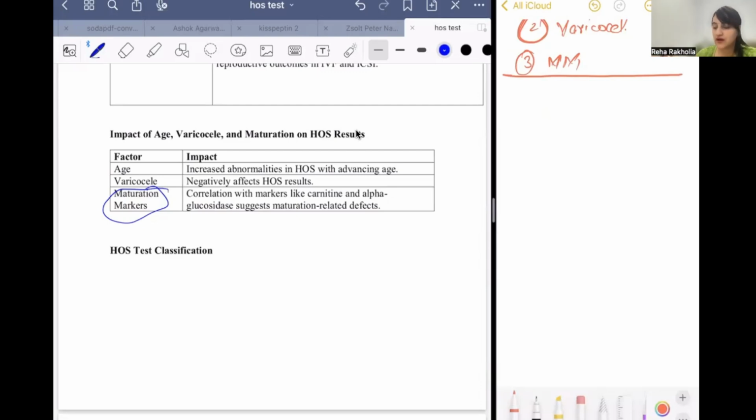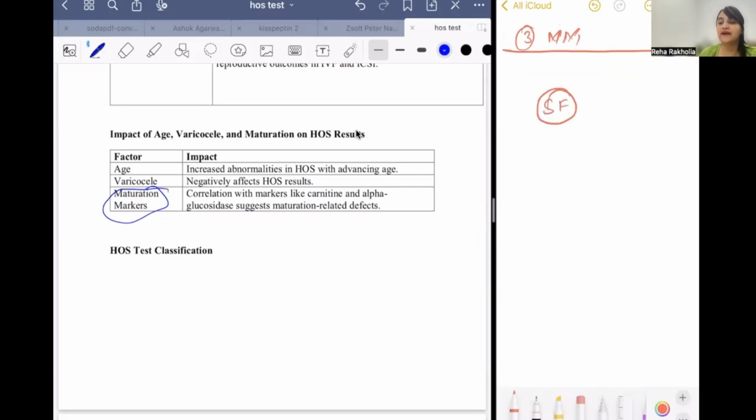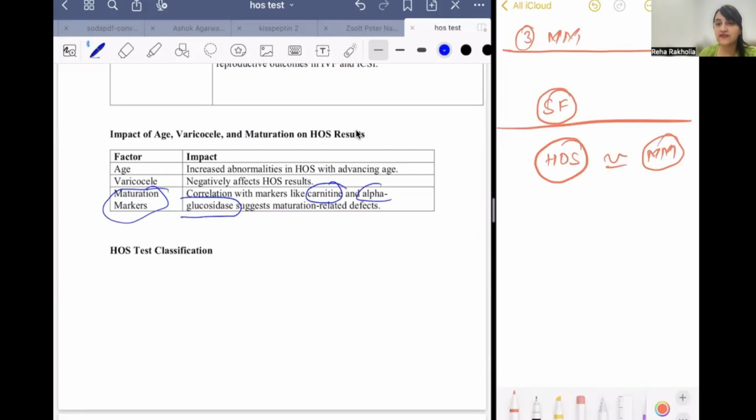And what about the maturation marker? See, markers like carnitine and alpha glucosidase show correlation with maturation-related defects. What are these maturation markers? These are the molecules or enzymes present in the seminal fluid that reflect the proper development and functionality of sperm as they mature in the male reproductive system. That means the HOS test also shows correlation with the maturation marker. If there is a problem with the maturation markers, the HOS test will also be negatively impacted.